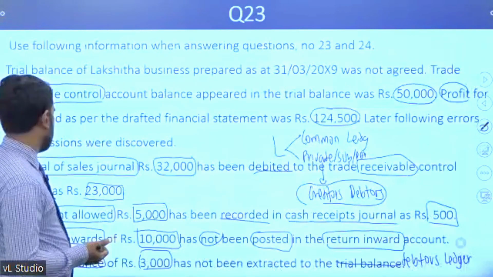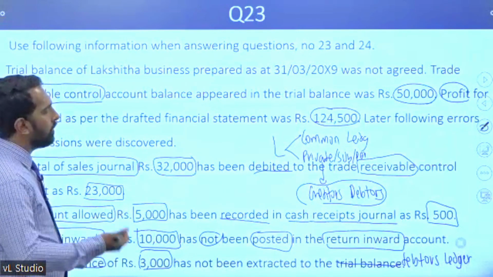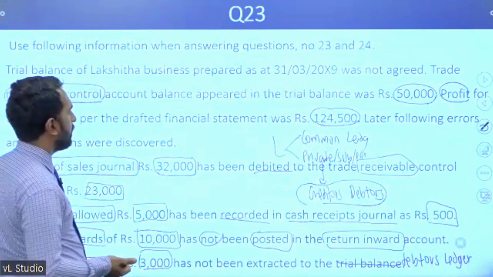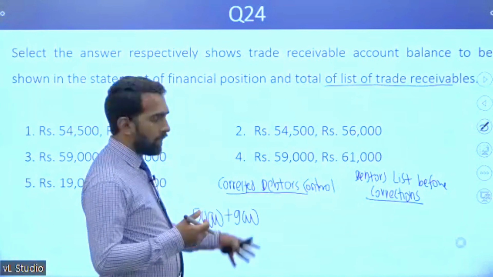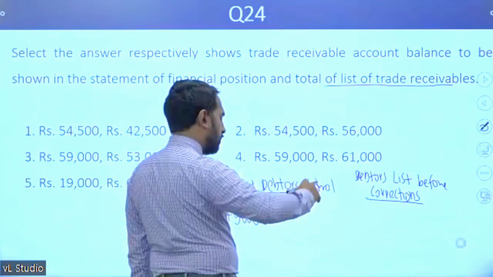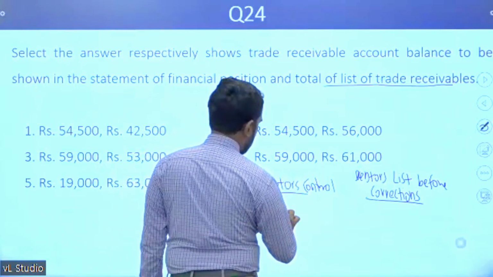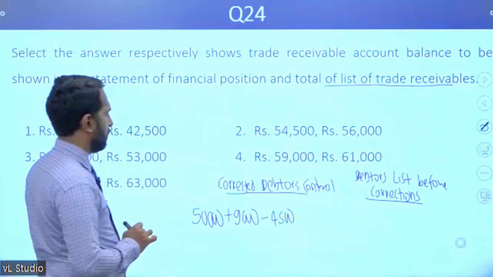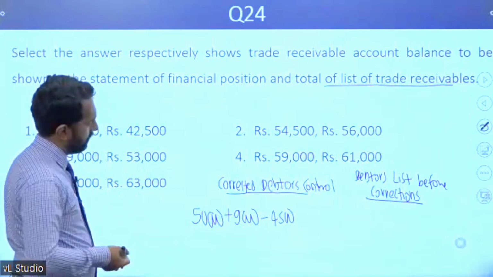Then discount allowed is 5,000, but you have recorded only 500 in the cash receipt journal. Then what will happen? When you are recording that as 500, definitely there's 4,500 missing. That also we have to account for. So we need to deduct 4,500 from there. 500 already deducted. We are looking at 4,500.